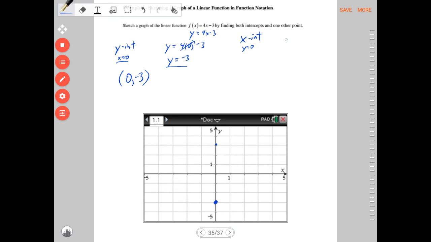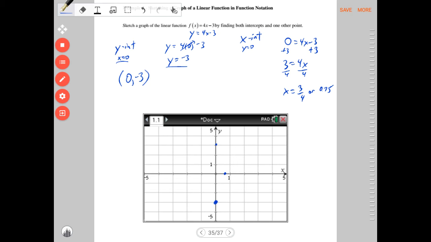Now, of course, when we want an x-intercept, that is when the y value equals 0. So we go back to our formula and put y = 0. So 0 = 4x - 3. Now we have a little bit of algebra to do. Plus 3, so 3 = 4x, divided by 4, and x = 3/4 or 0.75. So when y is 0, x is 3/4 or 0.75. That's pretty close to there.